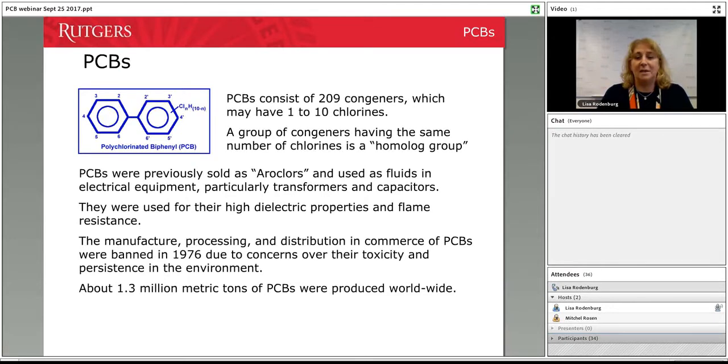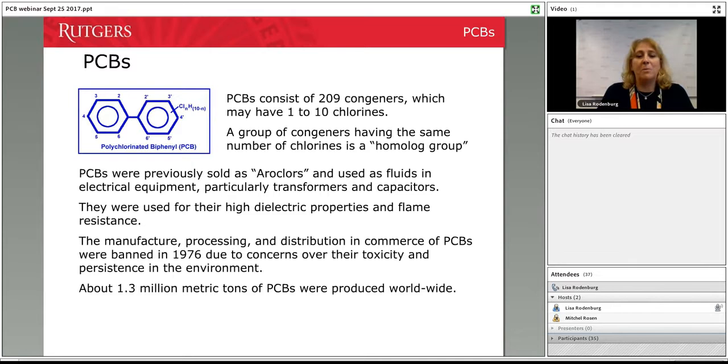They have very high dielectric property, which is what makes them great in these electrical equipments. And they're very flame resistant, which was important because if you did have, for example, a fire at an electrical substation, it was really good that the PCBs were flame retardant so that if all these transformers and capacitors were involved in a fire, the PCBs wouldn't light up. They wouldn't contribute to the problem.